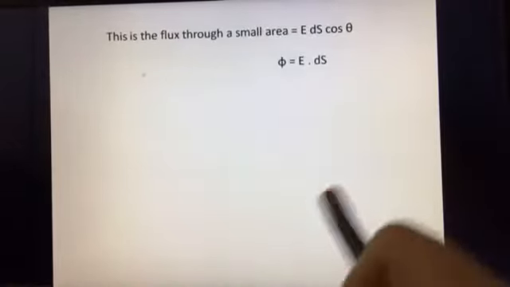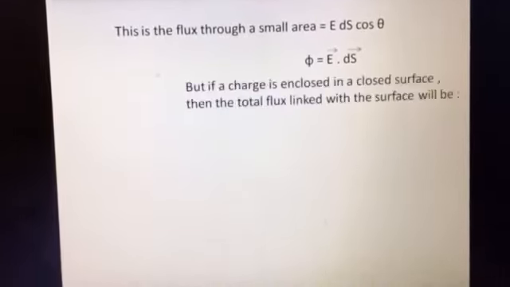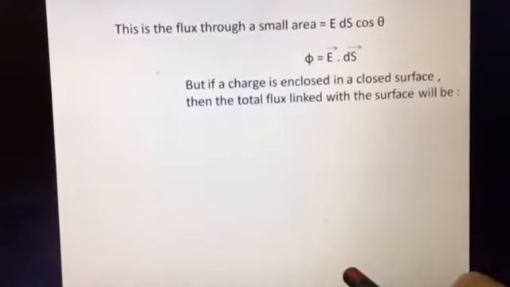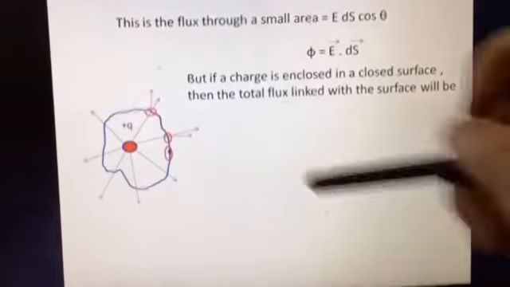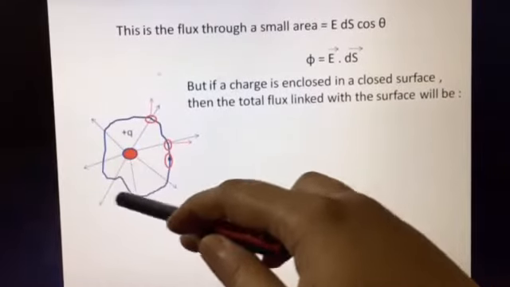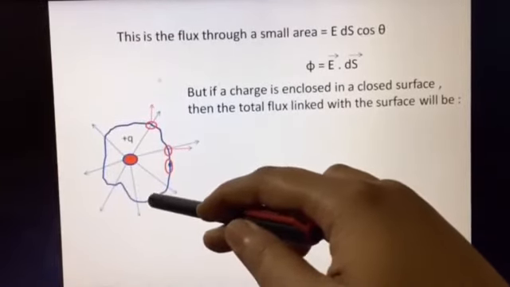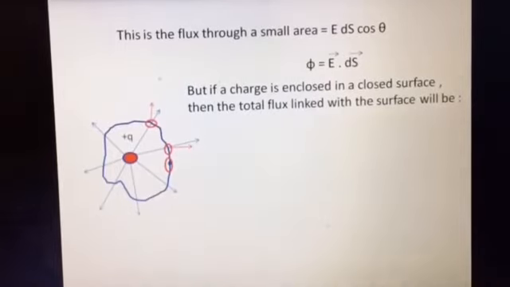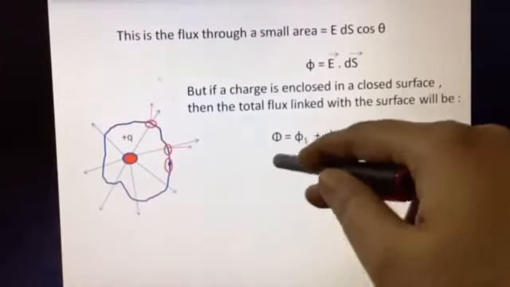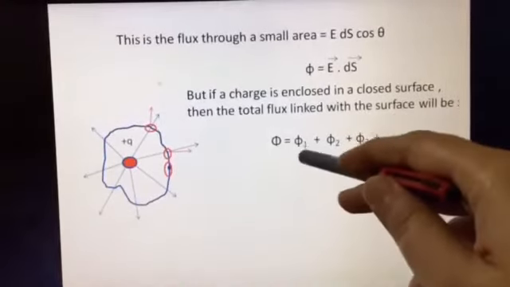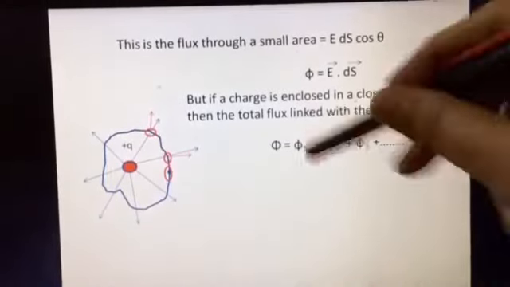Now this was the flux through a small area. So I get flux is equal to E bar dot ds bar. But if a charge is enclosed in a closed surface, then what will be the total flux linked with the surface? See, this is the charge Q and it is enclosed in a closed surface. We want to find the total flux linked with this closed surface. So what are we going to do? We will find the flux due to small surfaces and then add them all together. So phi 1 be the flux through this area, phi 2 be this, phi 3 and so on. We are just going to add it.